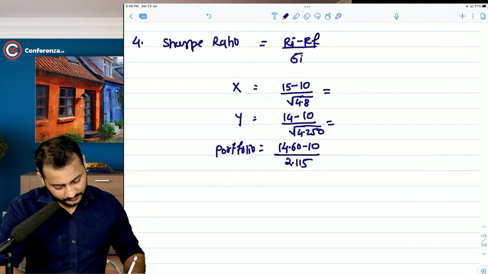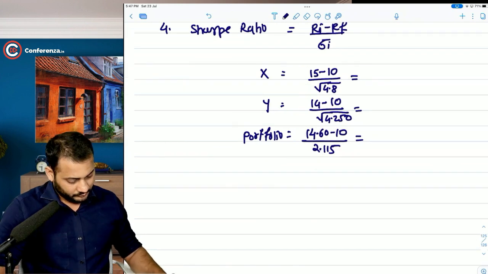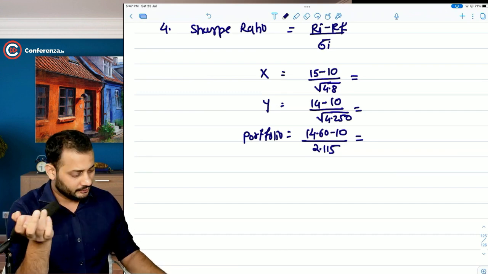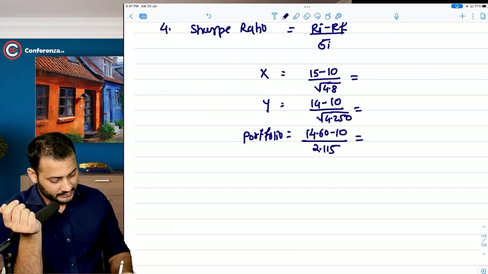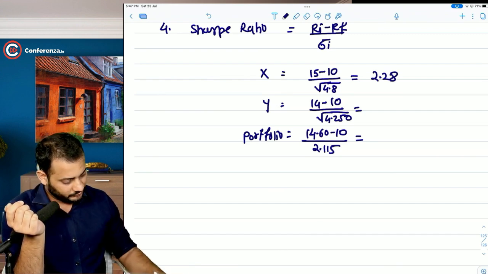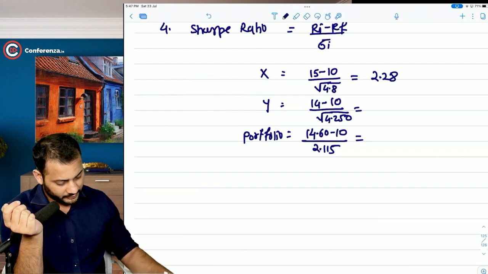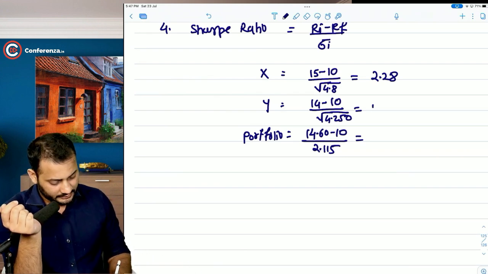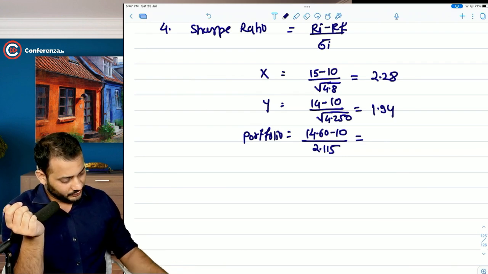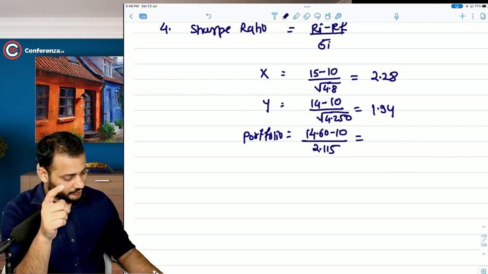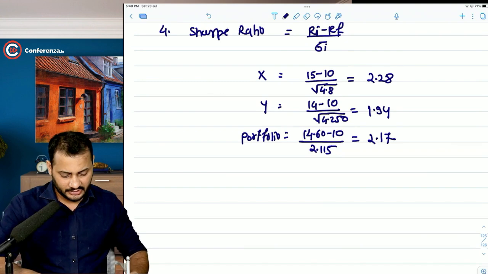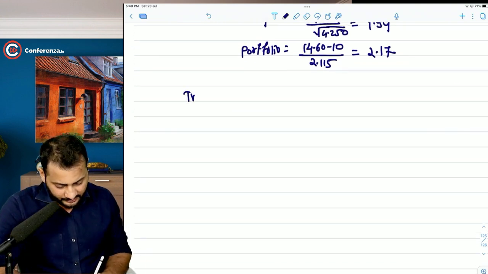Let's find out. 4.8 square root divided by, equal to, so I brought that in the numerator, multiplied by 5. The answer is 2.28. And then 4.25 square root divided by, equal to, into 4. The answer is 1.94. Then 4.60 in the numerator divided by 2.115. The answer is 2.17. These are the Sharpe ratios. Let's find out the Treynors.